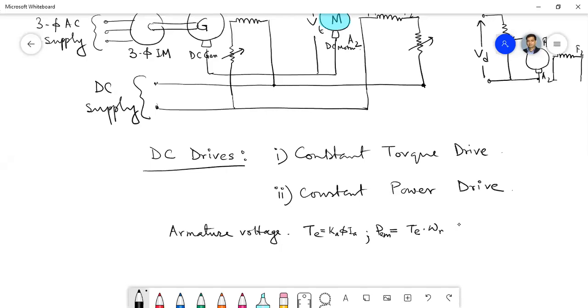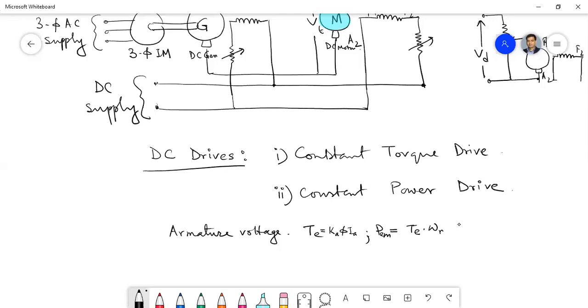So in case of armature voltage control, what about the torque and what about the power? Which remains constant? The torque. Why does the torque remain constant? Because in the armature voltage control method, the motor flux is constant here, and basically the armature current is kept at the rated value. So I think that's why the torque is constant.